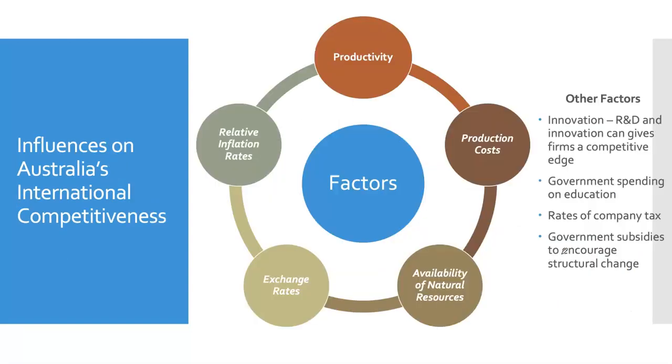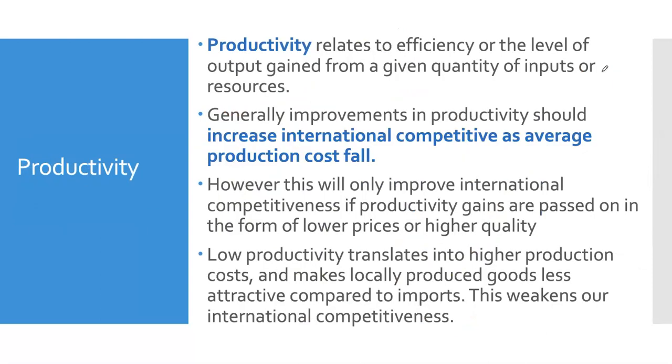So what, importantly, for us are the influences on our competitiveness? What are the things that, if they go up or down, will influence whether we are competitive or not? We're going to delve into productivity, production costs, the availability of natural resources, exchange rates, and relative inflation rates as 5 key factors we need to understand in terms of how they impact competitiveness. There are, of course, like many things in economics, many other factors that influence it. So what do I mean by productivity?